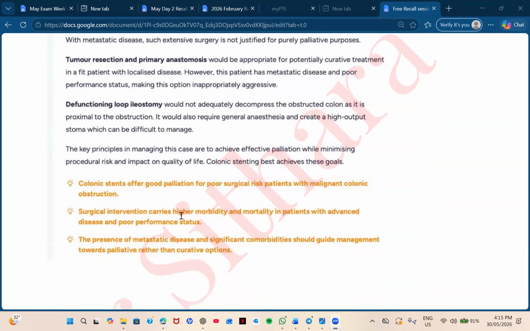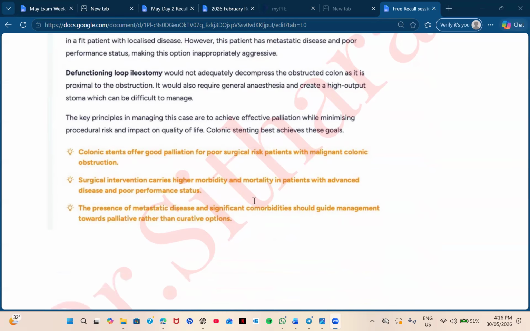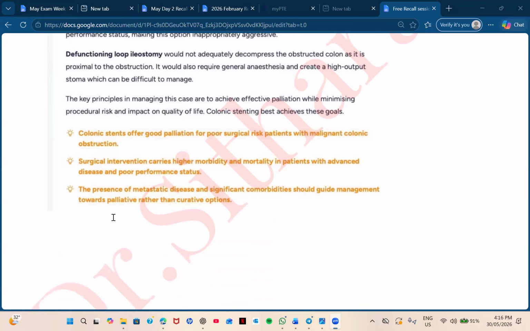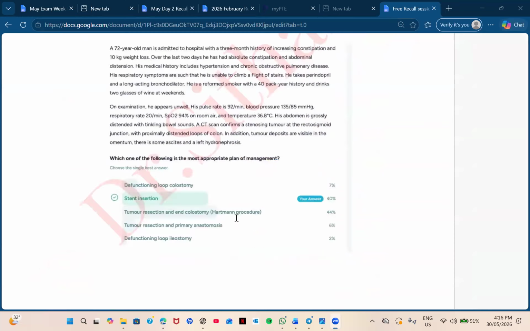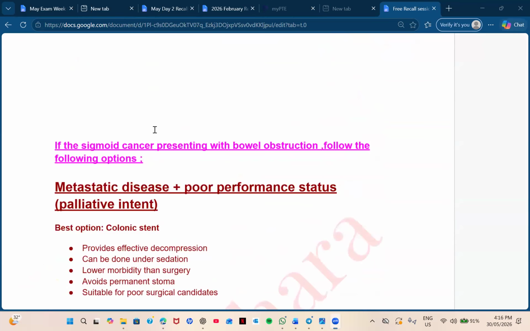Okay, here, colonic stent offers good palliation for poor surgical patients with malignant colonic obstruction. Surgical intervention carries a higher risk and morbidity in patients with advanced disease or poor performance status, right? Okay, here. So, this is the theory you need to understand.